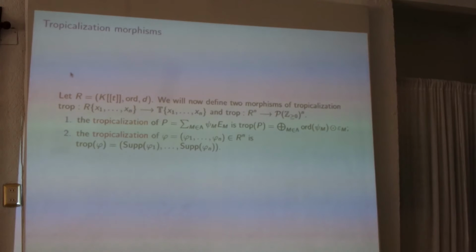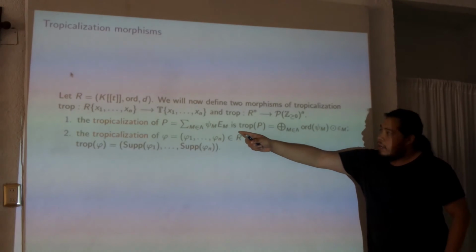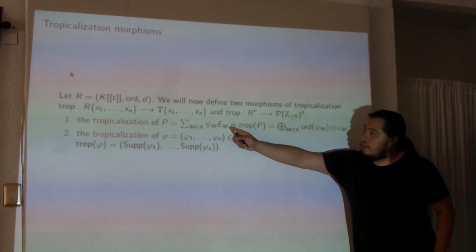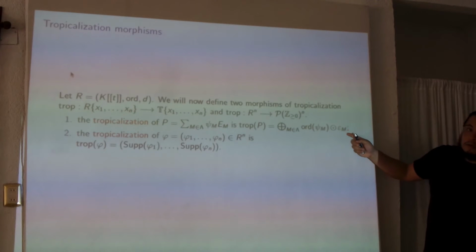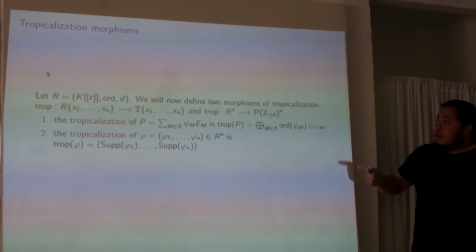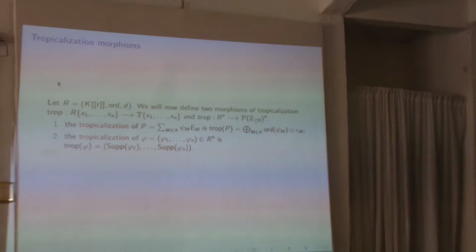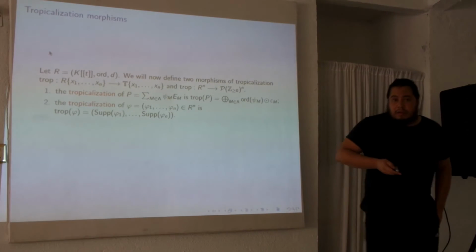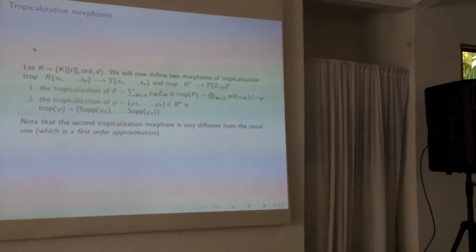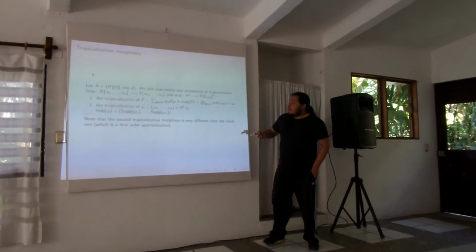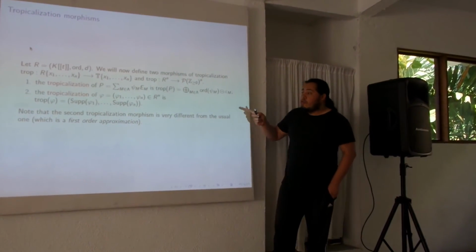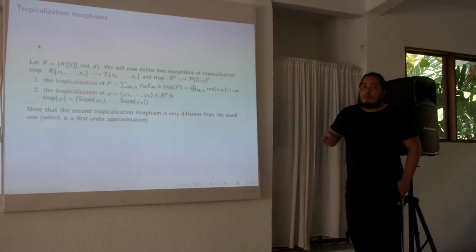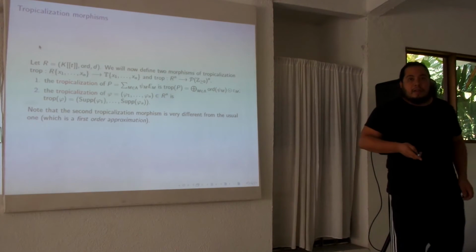So for the tropicalization of a polynomial, we take this tropical differential polynomial and we just take the order of the coefficients and we change the differential monomial into the corresponding tropical differential monomial. And the tropicalization of an n-tuple here is just the support of each element. We have to notice that this second tropicalization is very different from the usual one, because the usual tropicalization is just a first order approximation, and here we are taking the whole support of the series.